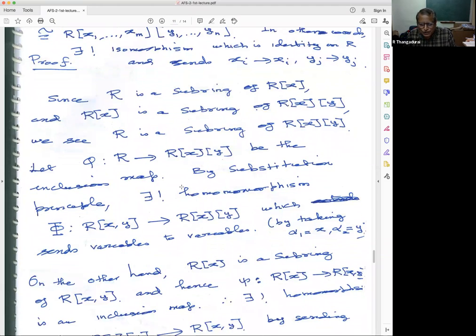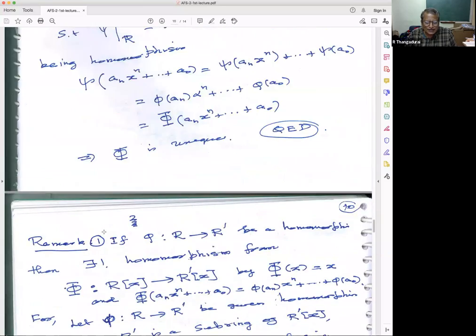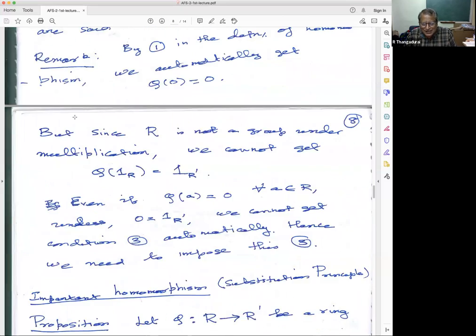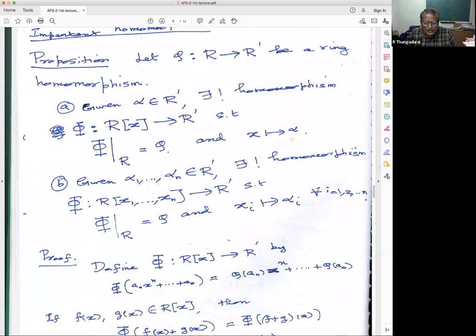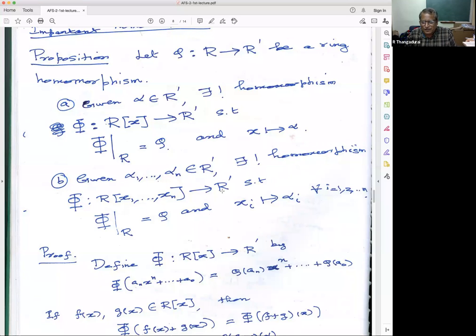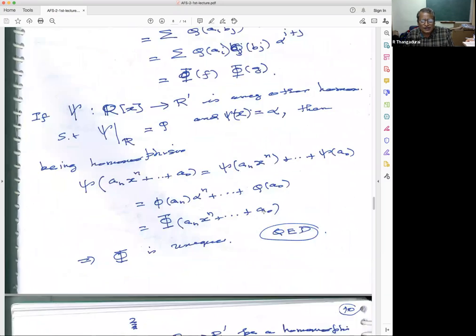Therefore, by the substitution principle, okay, here I'm using the second one, which at least I have not written the proof of. Okay, so I'm using the second one in the substitution principle. I'm going back. So whatever we have proved is A, what we are using is B. Okay, we are using B. So when n equals 2, we are using it. So some ring homomorphism is given from R to R prime, and R[x1, x2] goes to R prime. There is another unique homomorphism satisfying this condition. Okay, that's what we are using.